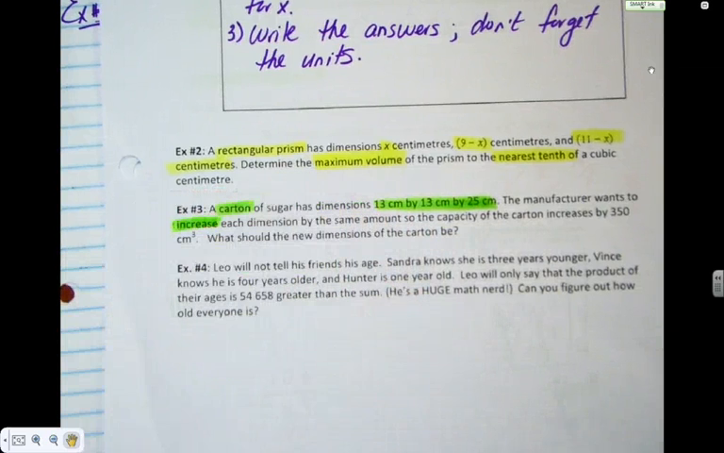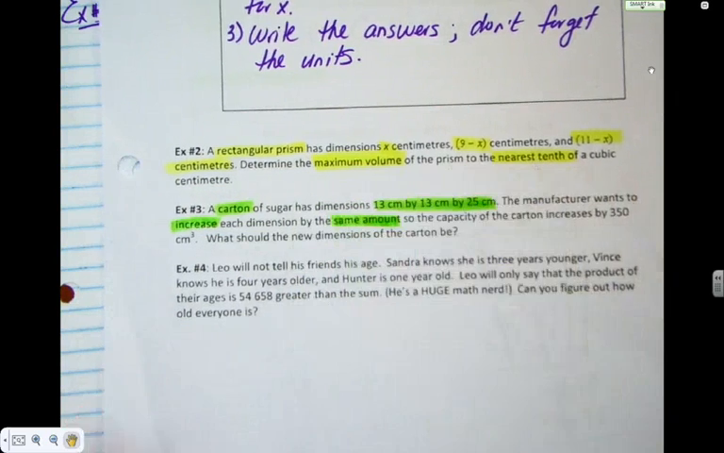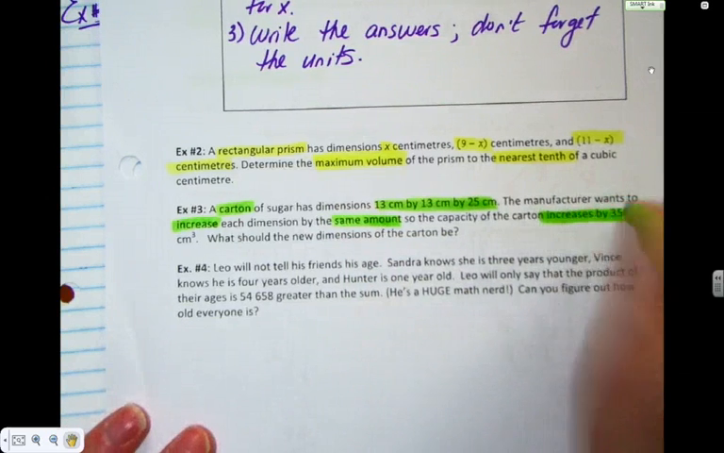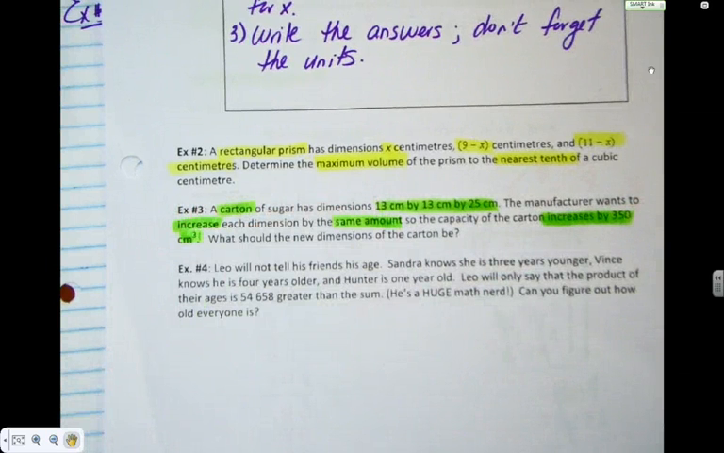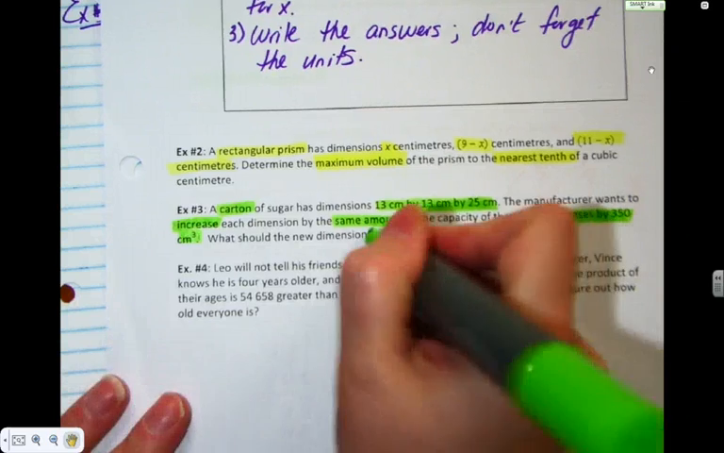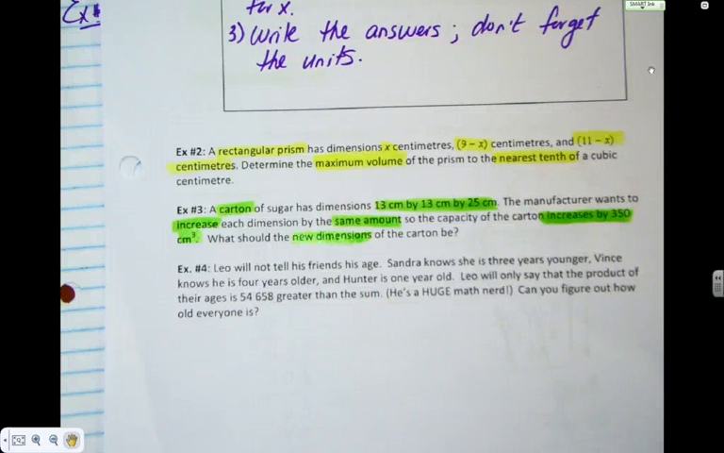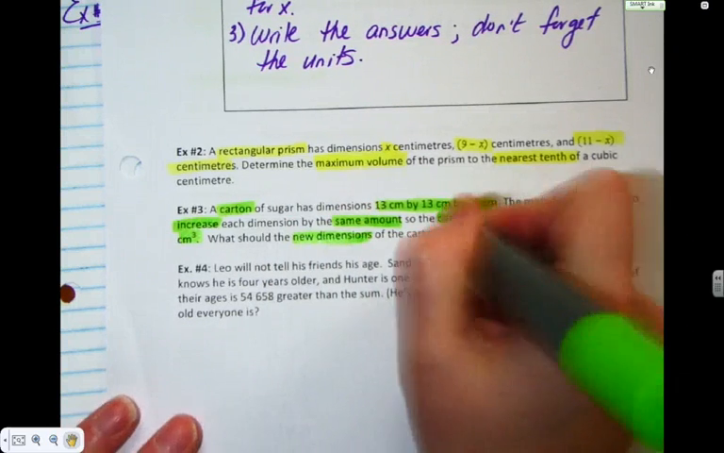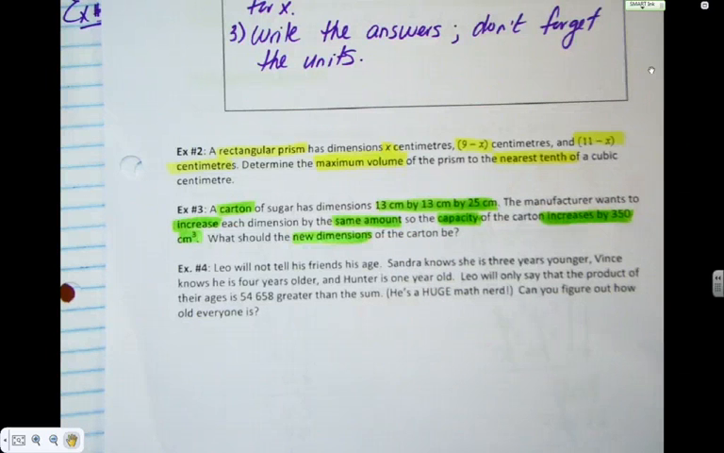Increase, good word there. Same amount. Increases by 350. Something else in that sentence. Something else in the sentence above that I would do, so the middle sentence. Capacity would be a key word. What's a synonym for capacity? Volume. So you might want to put that in brackets so when you look back you remember. Capacity is just the amount something can hold. Okay, typically it's used with liquids, but not always, as in this case.